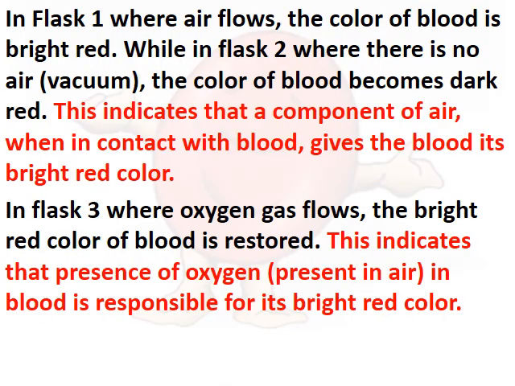So the first part is the analysis. In flask 1, where air flows, the color of blood is bright red. While in flask 2, where there is no air, meaning we have a vacuum, the color of blood becomes dark red. What does this indicate? This indicates that a component of air, when in contact with the blood, gives the blood its bright red color. In flask 3, where oxygen gas flows, the bright red color of the blood is restored. What does this indicate? This component of the air is oxygen. So this indicates that the presence of oxygen, which is a component of air, is responsible for the bright red color of the blood.